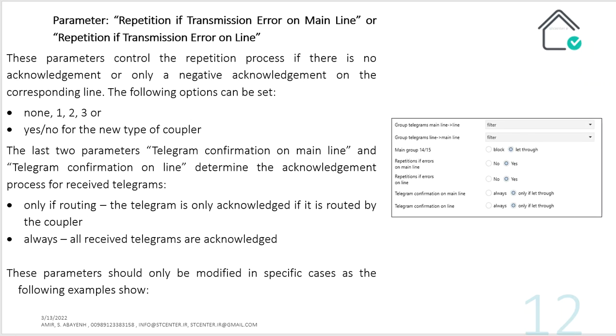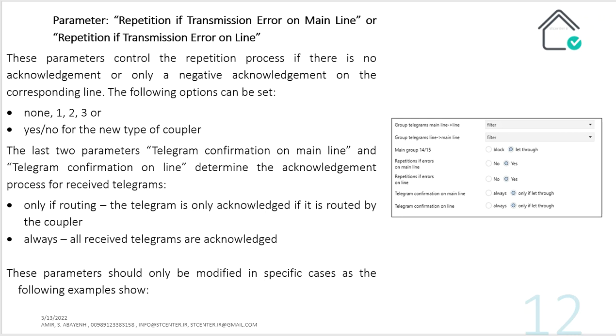Okay. The next parameter, the book provides us some points about this, is repetition if transmission error on main line, or repetition if transmission error on a line. These parameters control the repetition process if there is no acknowledgement or only a negative acknowledgement on the corresponding lines. The following options can be set here: none, or 1, 2, 3, or yes for the new type of couplers, okay? Yes, no for the new type of couplers.